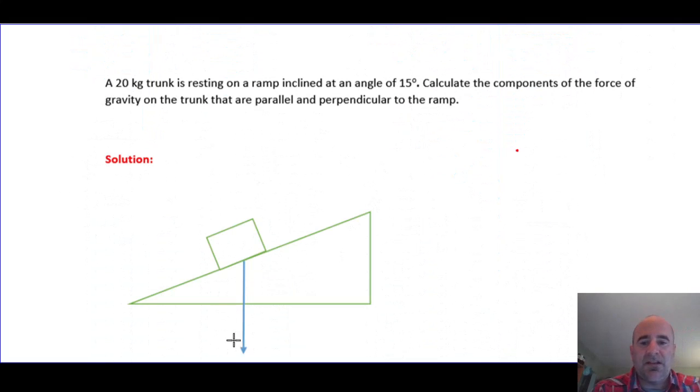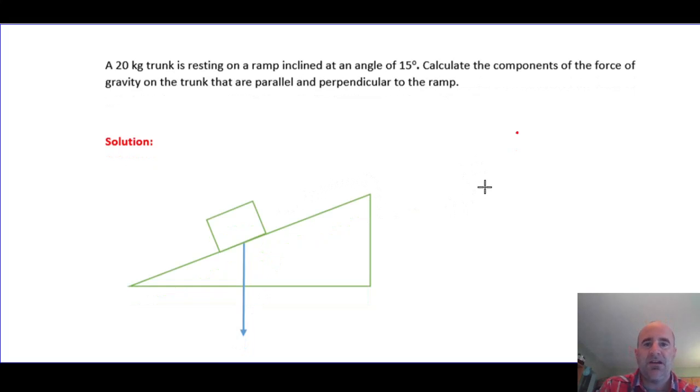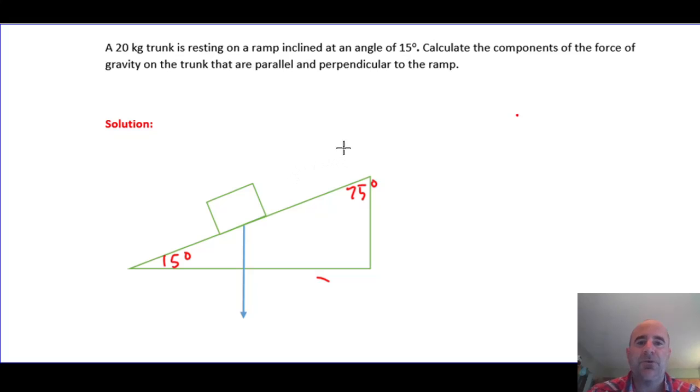So in this next example, we have a 20 kilogram trunk resting on a ramp, and the ramp has an angle of elevation of 15 degrees. So we know that this is 15 degrees. That makes that 75 degrees as well. And we want to calculate the components of the force of gravity on the trunk that are parallel and perpendicular to the ramp. So you can take a force and break it down into whatever components you want.